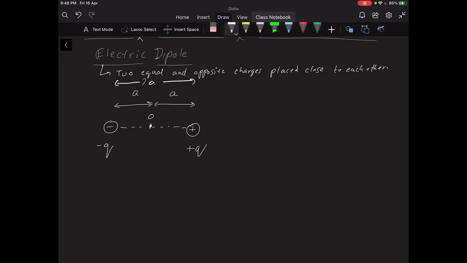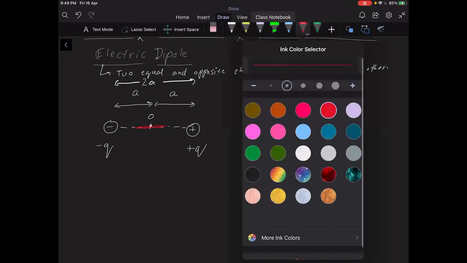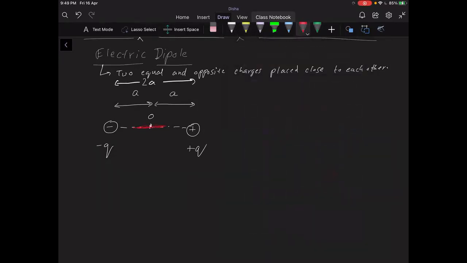Now, one very interesting, important thing about a dipole is the dipole moment. There is a vector associated with the dipole, which is basically a vector which points from negative to positive charge, given by the symbol P. The P vector is the dipole moment vector.